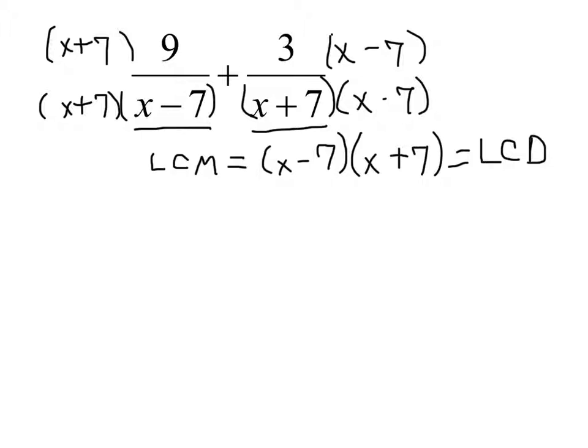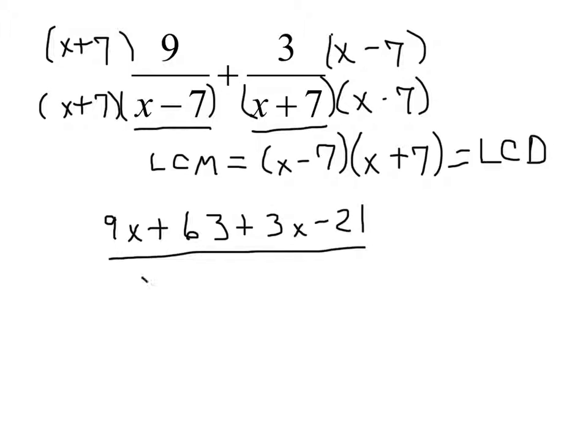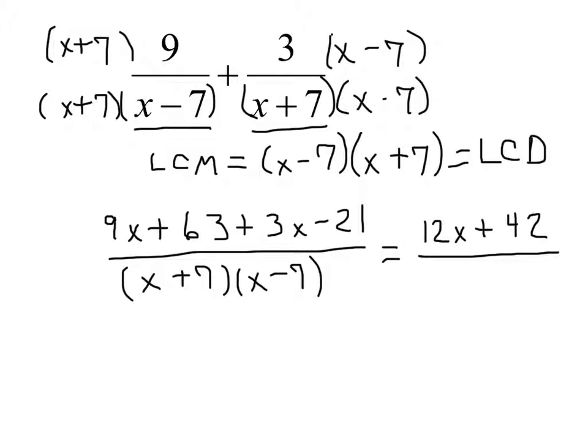So we multiply through our numerators. We have 9x plus 63 plus 3x minus 21 over x plus 7, x minus 7. Doesn't matter in what order you write that, x plus 7 and the x minus 7. So our numerator becomes 12x plus 42 over x plus 7, x minus 7.